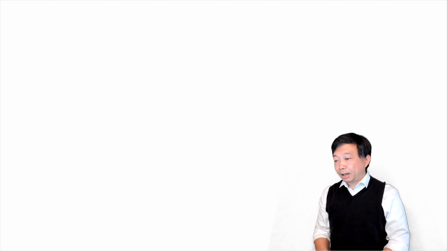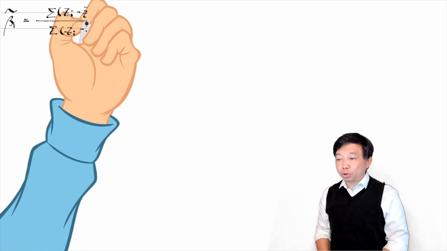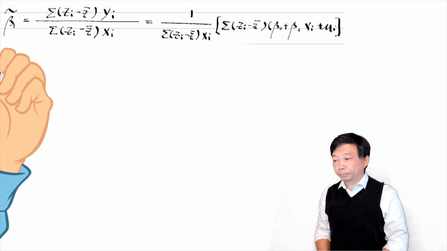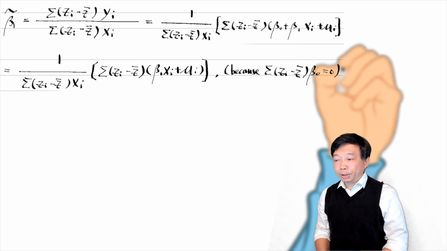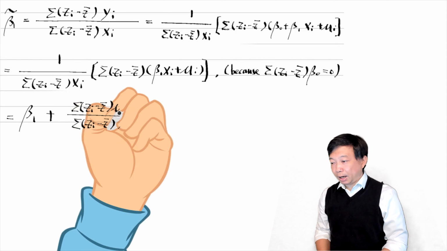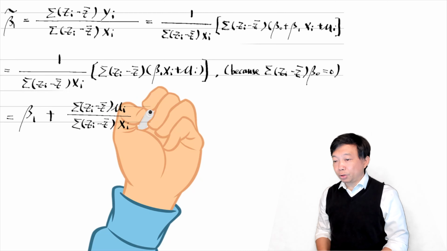To prove that the estimator is unbiased, we need to show that the expected value of the estimator equals the population model parameter. We use the method we are familiar with, that is, to replace yi with its relationship with xi and μi. Then we simplify the numerator and write the beta 1 tilde in two terms, beta 1 plus a second term containing the error term.